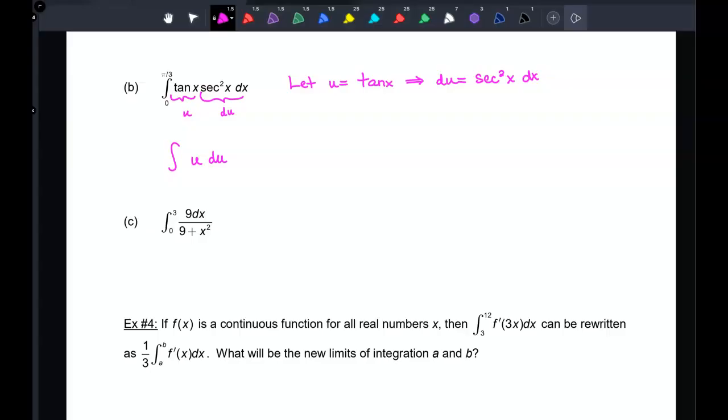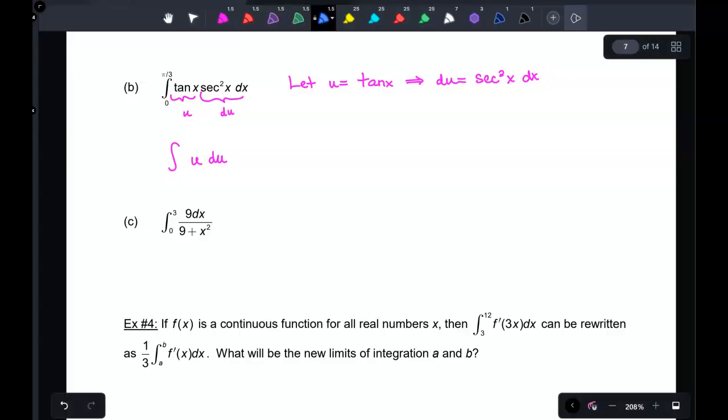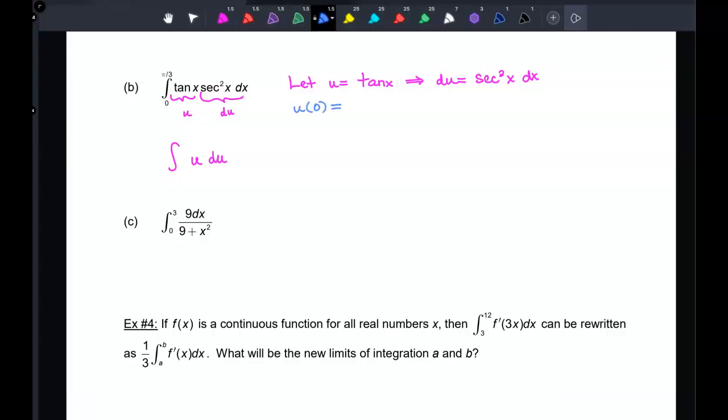Because the derivative of tangent is secant squared, I know whenever I have a secant squared in my integrand with a tangent, I'm going to make tangent the u. Now I'm going to change the limits. So u of 0, tangent of 0, is 0. And u of pi over 3, tangent of pi over 3.